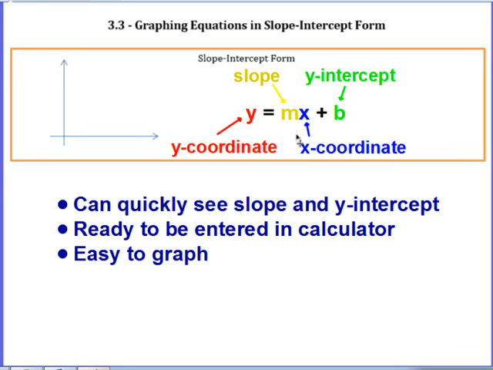If I look at an equation, I know whatever number's next to x, that's my slope. Whatever number's added or subtracted to the end, that's my y-intercept. I don't have to do any math. I can just look and see. It's ready to be entered into the calculator because y is by itself. It's y equals, and that's the format we need for the calculator, and it's really easy to graph lines that are in slope-intercept form.